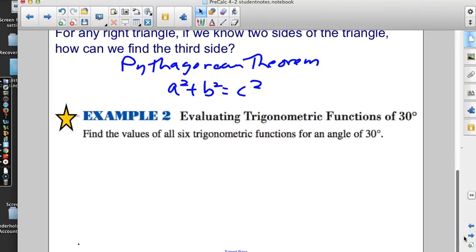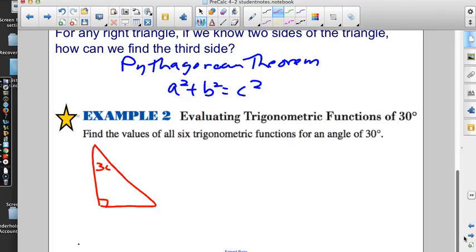Find the values of all 6 trig functions for an angle of 30 degrees. 30, 60, and 90. It's very easy to see. The short side is 1, the hypotenuse 2. The other side is the square root of 3. So we want the 6 trig functions for 30 degrees. This time I can't pick my 30-degree angle. My 30-degree angle is right here. This does not have 2 30-degree angles, like 45, 45, 90 did.